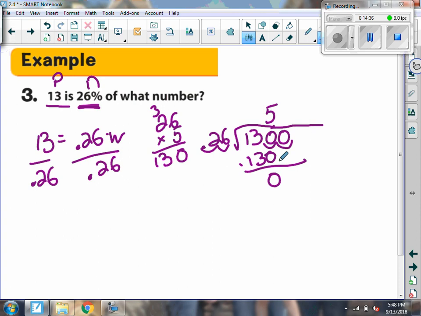So I get 0. I bring down this other 0. 26 goes into 0 0 times. Don't forget to add this other 0. That's a mistake that I see quite often. So my whole is 50. Okay, so just remember, when we're dividing by a decimal, we've got to move that decimal over, and we have to add that many zeros to our number over here as well.